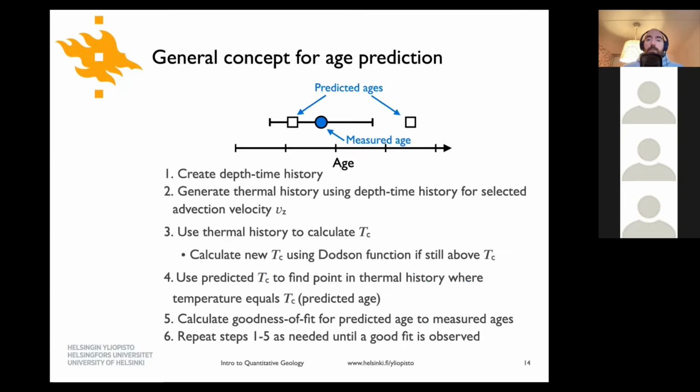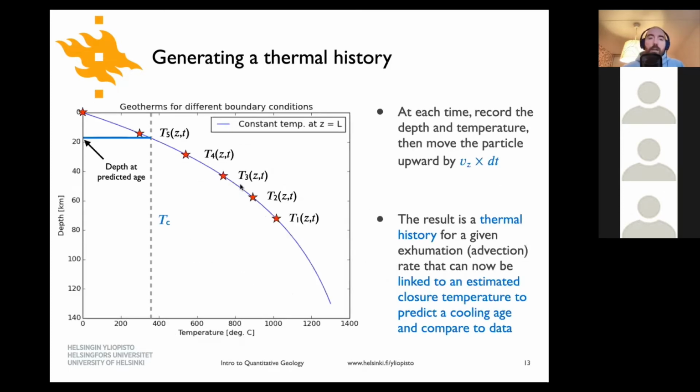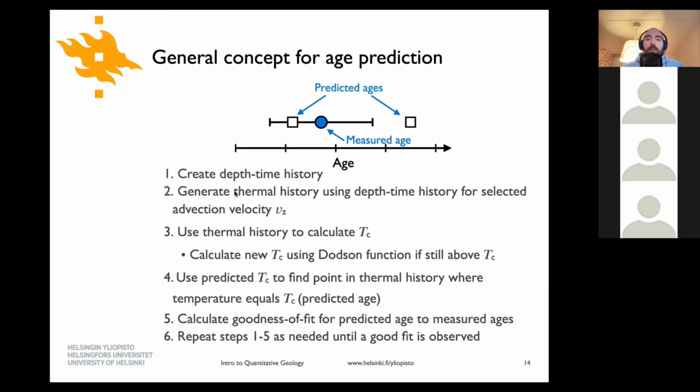So the basic concept, just to go over it in general, and this is what you'll work on in exercise 6, is we're going to create a depth time history. That'll be a function of whatever advection velocity we're going to use and however long we want to simulate the cooling of the rocks. We'll then generate a thermal history using that depth time history, because just like we saw here, if we know what depth we're at at whatever time, we can calculate what the temperature was at that depth and at that time to create a temperature history.